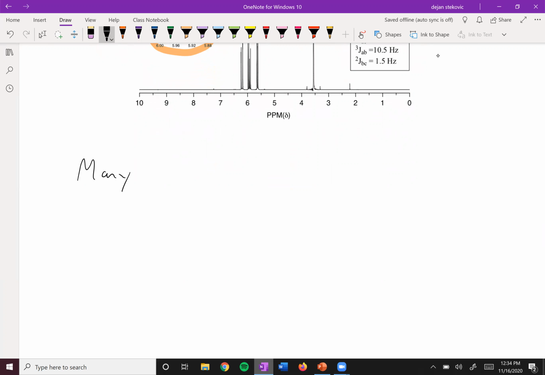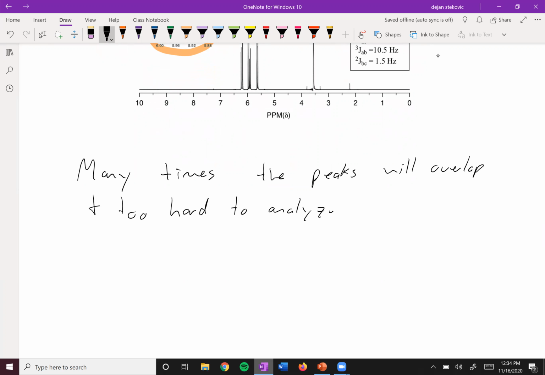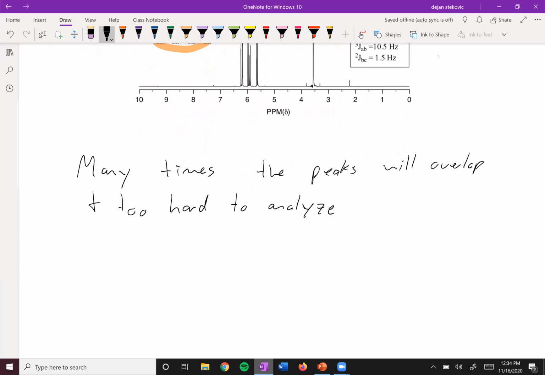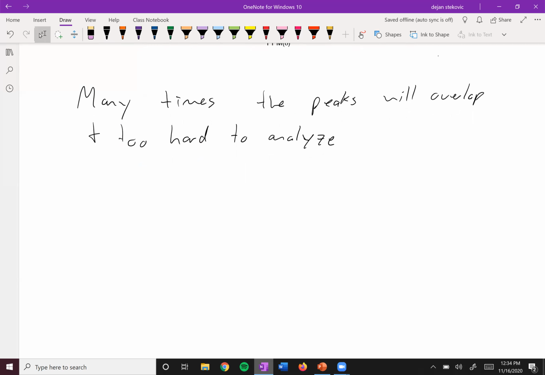One of the other issues, especially when we get to these complex peaks, is that many times the peaks will overlap. And it's going to make it too hard to analyze. If you get a higher resolution NMR, then you might be able to differentiate between the peaks. But if you're looking at something that's lower resolution, it's going to be really hard to do this.